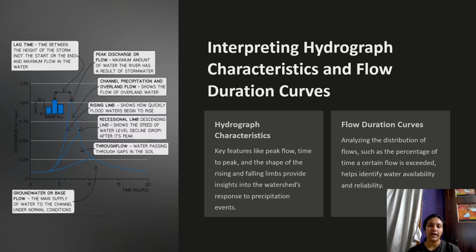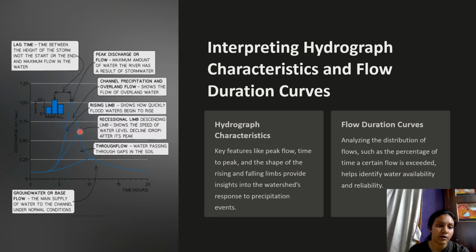Interpreting hydrograph characteristics and flow duration curves. Hydrograph characteristics, key features like peak flow, time to peak, and the shape of the rising and falling limbs provide insights into the watershed's responses to precipitation events. Flow duration curves, analyzing the distribution of flows such as the percentage of time a certain flow is exceeded, helps identify water availability and reliability. Now here, as in the before slide and the diagram, we have just seen what are the different factors present in the hydrograph, but here we are going to understand them.